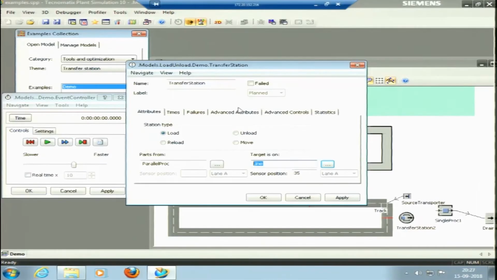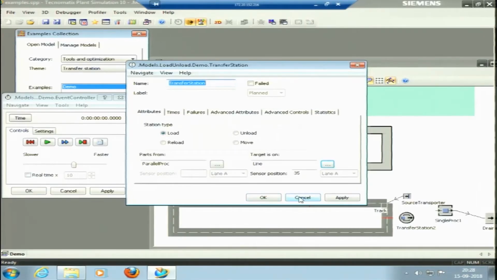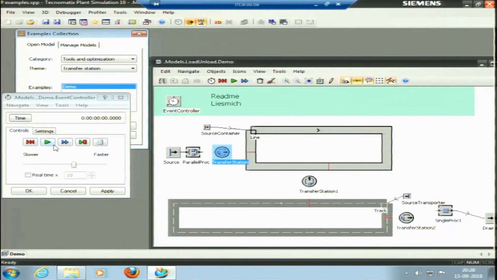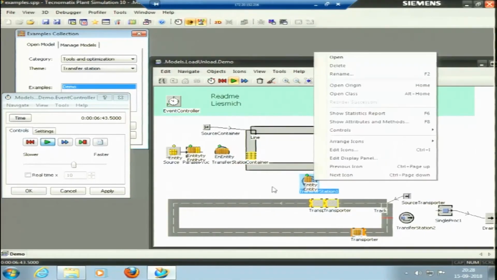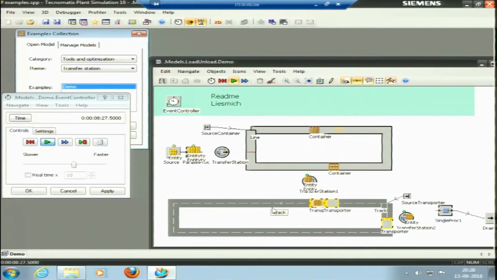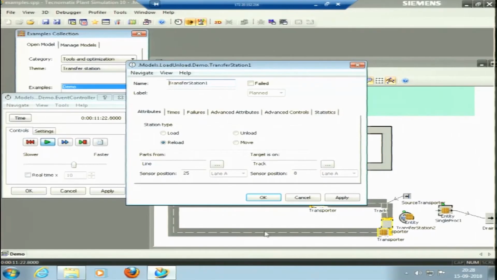So sensor position is this one. We can select load, unload, reload, move. So it is loading the parts. All these attributes, availability is 100%. We can select this. I wouldn't change anything, and let me try to run the simulation. So these containers are running, some processing is happening here, it will take 1 minute. The transfer station is then transferring the part to this container. This container is just coming here, and this transfer station is taking the part from this line 1 to the two-way track. If I see its properties, it is from line to the track. The name of this track is track only.